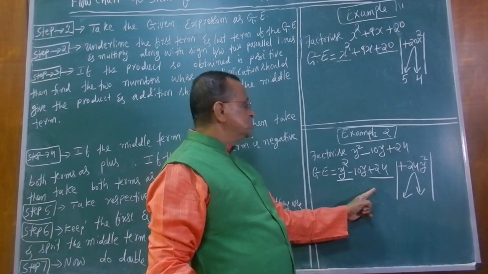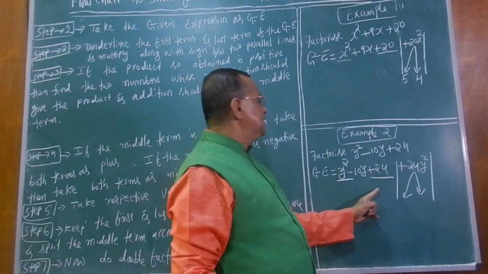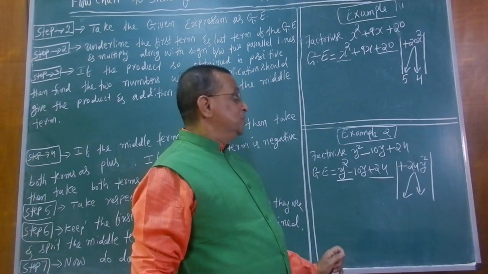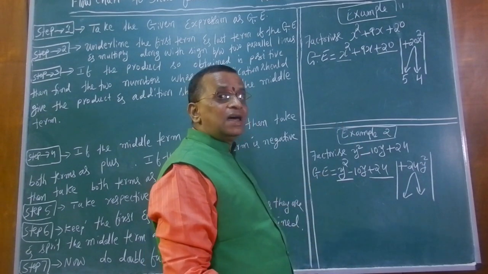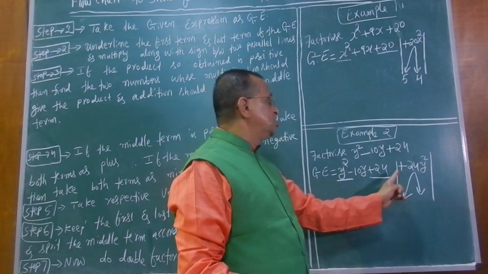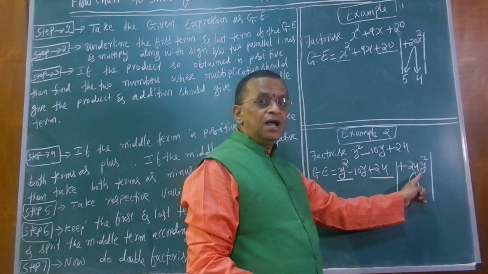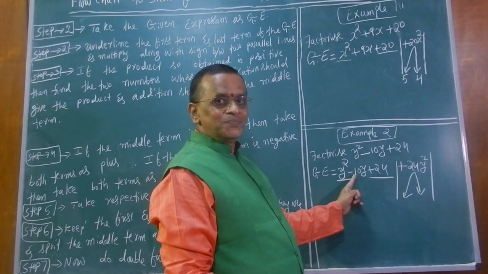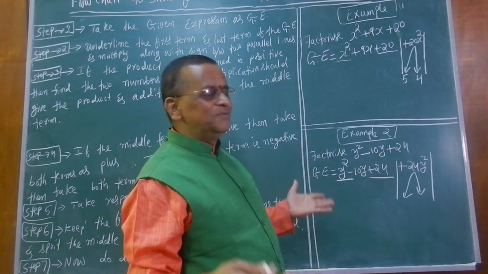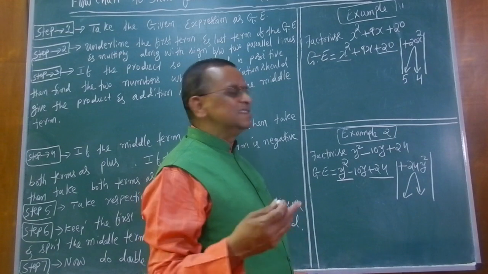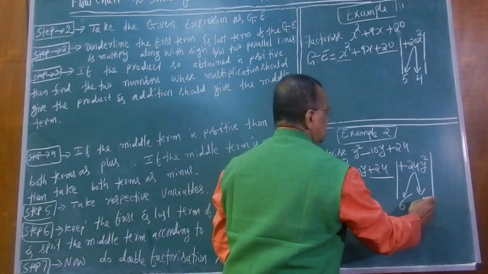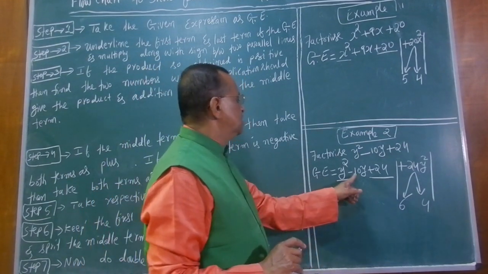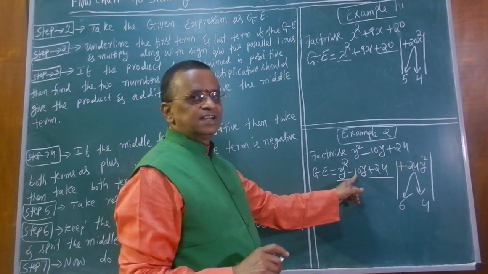In this case, see here, students, we have plus 24y square. We have to find the two numbers whose multiplication gives 24 and addition gives the middle term 10. Easily we can identify those numbers as 6 and 4, because 6 and 4 on multiplication gives 24, and addition gives 10.